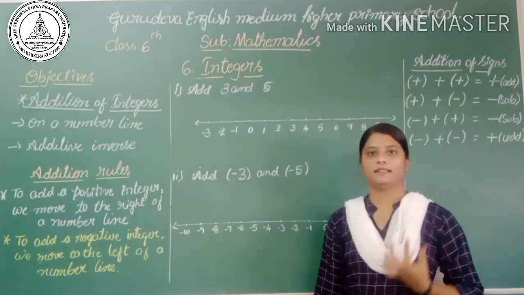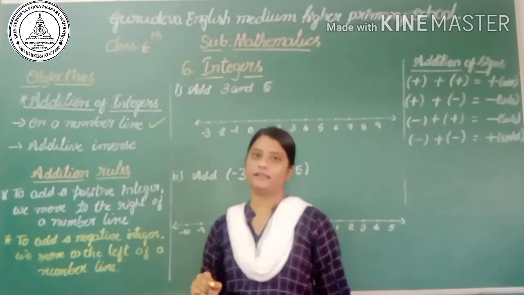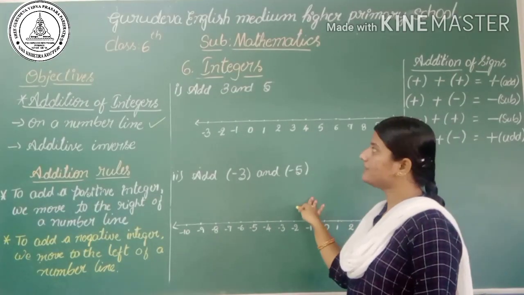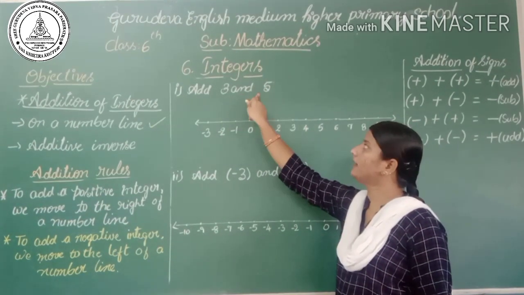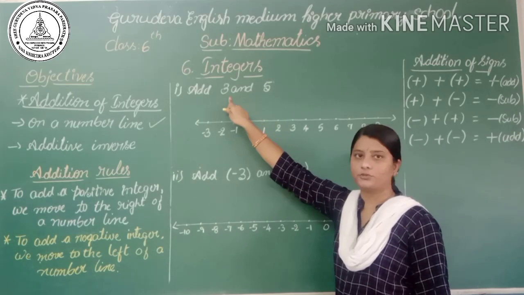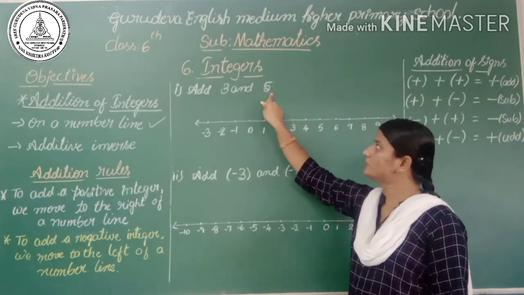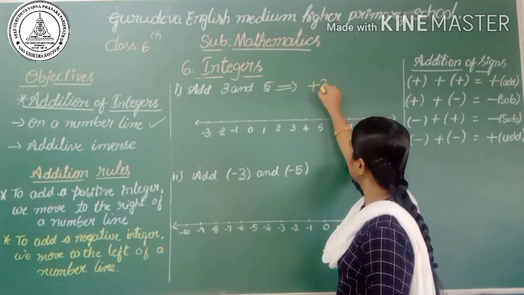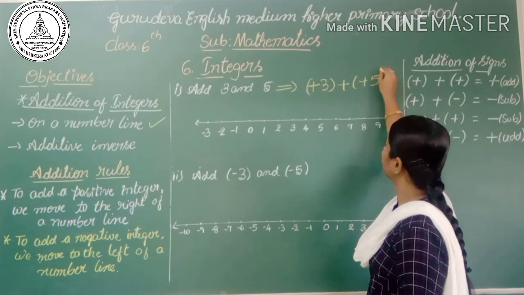Okay. The next objective is addition of integers on a number line. So here I have taken two examples. The first one, add 3 and 5. So 3 is a positive integer and 5 is a positive integer. Okay. So first we can write like this: add 3 plus add 5.